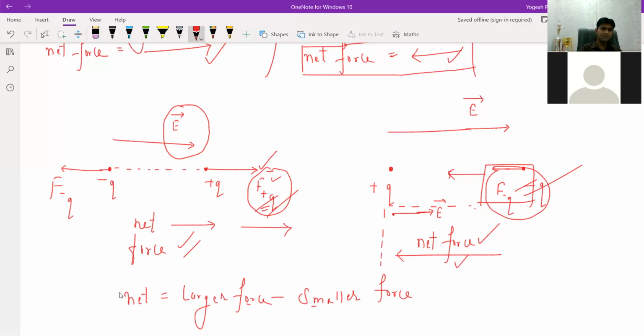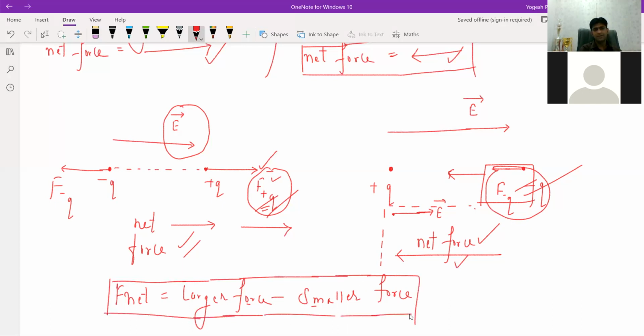So this is the simple concept that we have studied in class 9th, again in 10th and again in 11th. The F net, that is the net force, will be calculated as larger force minus smaller force. That's it. Are you getting my point? So in both the cases we have discussed: if the electric dipole is kept in a uniform electric field, then we discussed torque. If the dipole is kept in a non-uniform electric field, increasing or decreasing from any side, then this is the case.